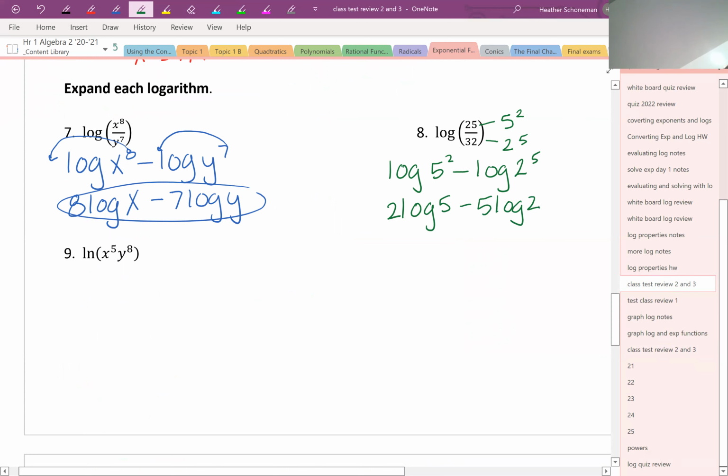Okay, natural log, still same thing, but because it's multiplication, I'm going to split it with addition. So it's going to be the natural log of x to the 5th plus the natural log of y to the 8th. Move the exponent in front. So I have 5 natural log x plus 8 natural log y.